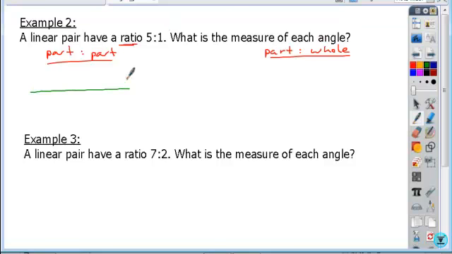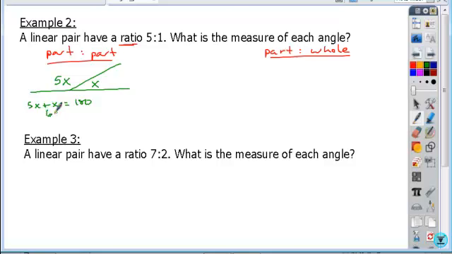If you're thinking in those terms, you're probably going to use a diagram to illustrate this. For every 1 part of x for the smaller angle, the other angle is 5 parts of that same multiplier x, so it's 5 times x. If you think of this as part to part, you have a 5x and a 1x, and you add those together to equal the whole. What's the whole angle going to be in a linear pair?